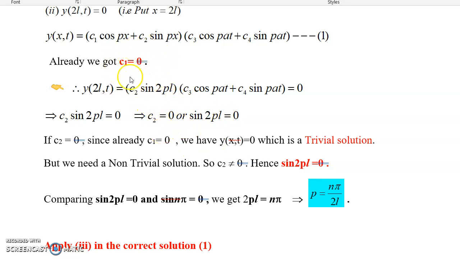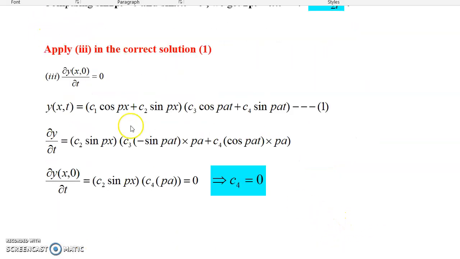But since we already got C1 = 0, if C2 also becomes 0, then the entire answer y(x, t) will become 0. If C1 and C2 both are 0, the entire answer y will be 0, which is called a trivial solution. But we do not need a trivial solution. We need a non-trivial solution. So sin(2pL) has to be 0. And we know the famous formula sin(n pi) = 0. Comparing sin(2pL) = 0 and sin(n pi) = 0, we have 2pL = n pi. So from here we have p = n pi / 2L. This is the second result we get by applying the second boundary condition.